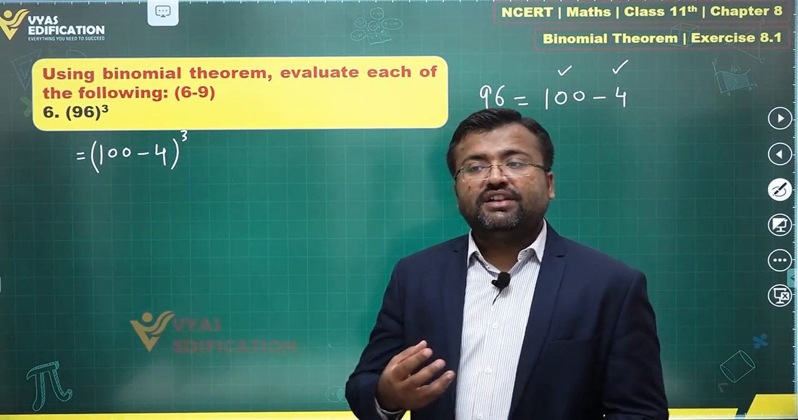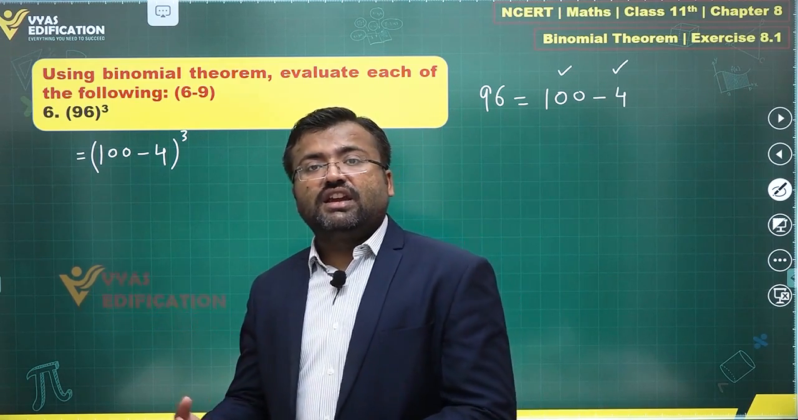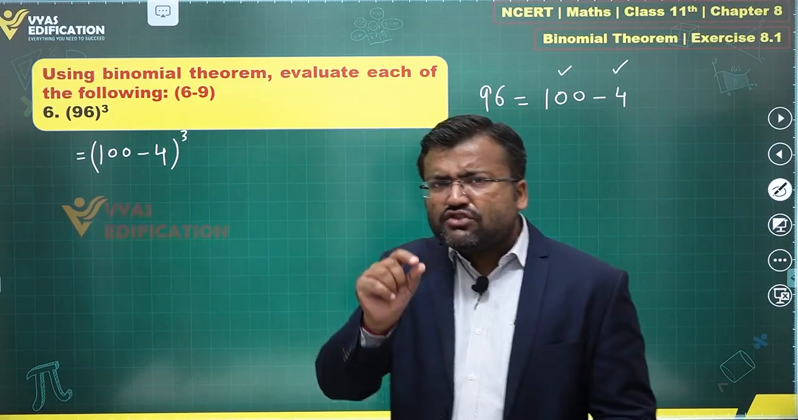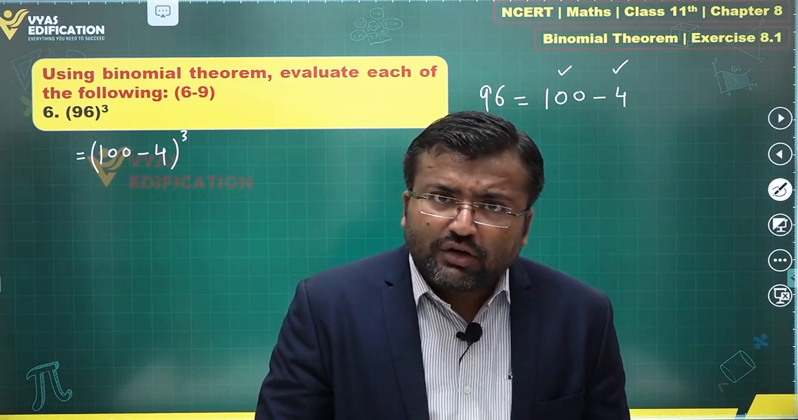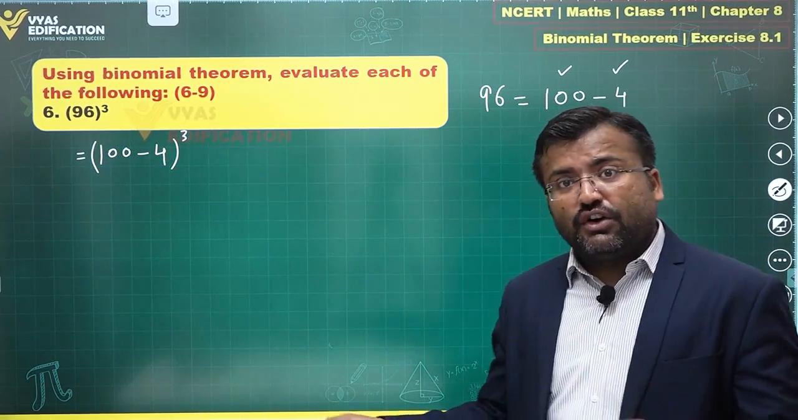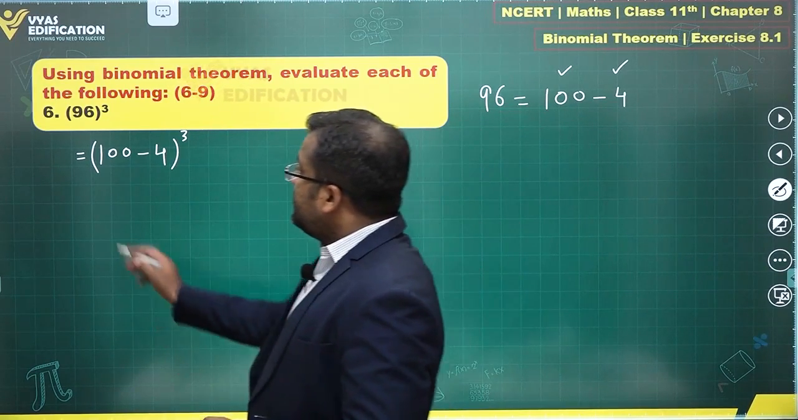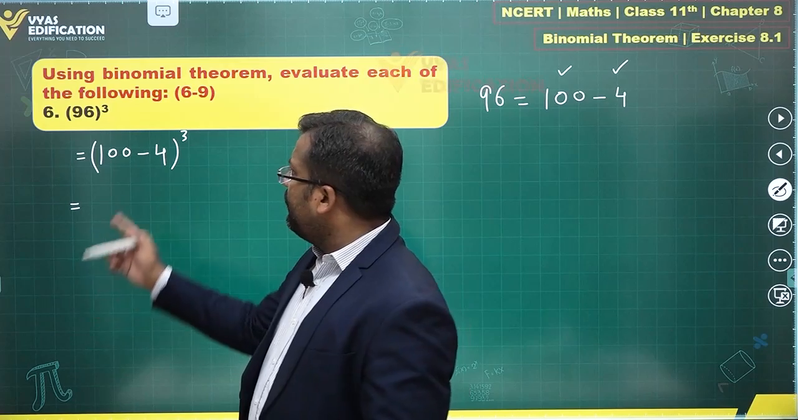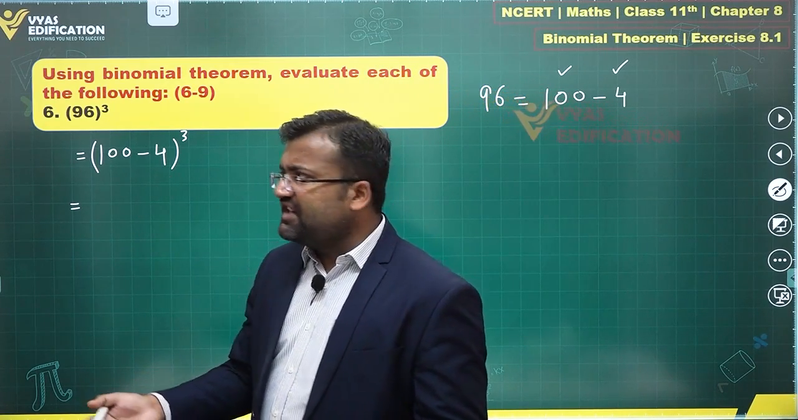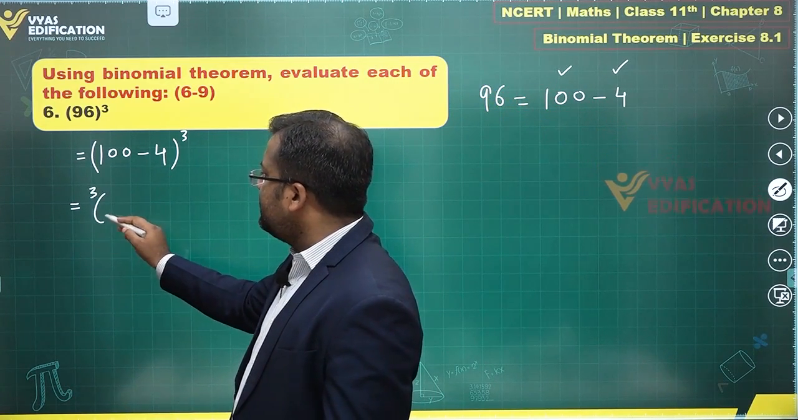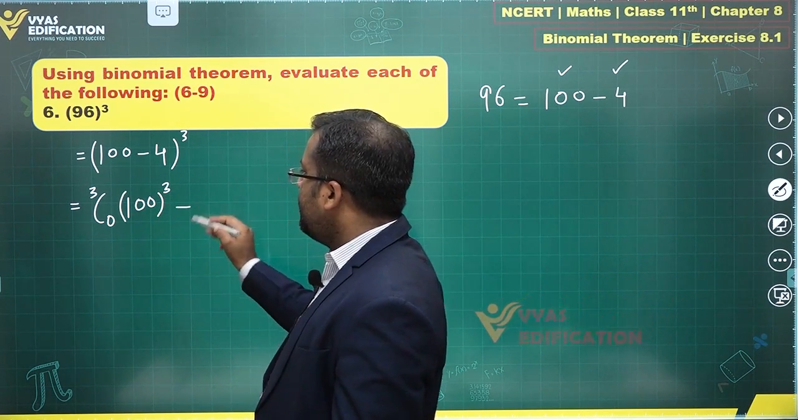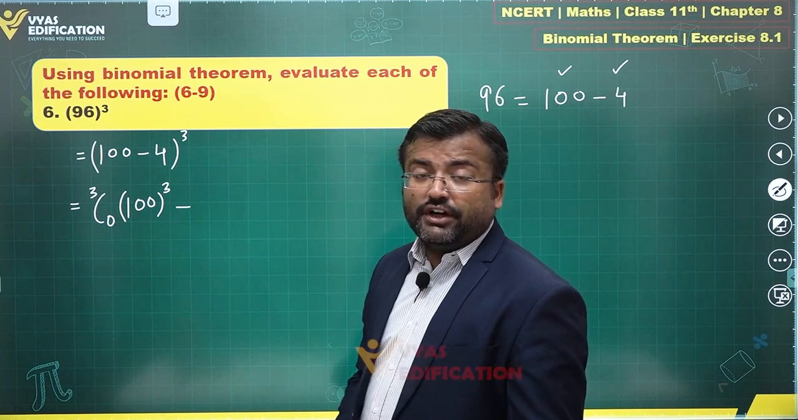You already know the result of that, right? This is a cube minus 3a square b plus 3ab square minus b cube, right? That's something which you can use directly. That is also derived from binomial theorem only, right? Binomial theorem is an extension of all of these things. So let's write in terms of a cube, but before that, let's use 3C0, right? Let's use binomial properly. This is 3C0, 100 power 3 minus, where did you get this minus from?